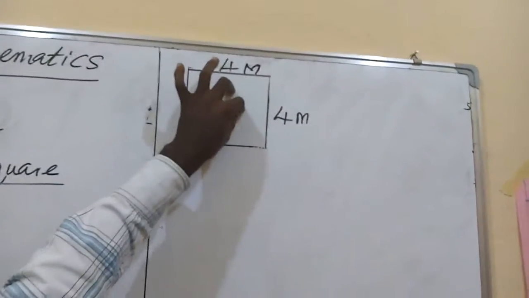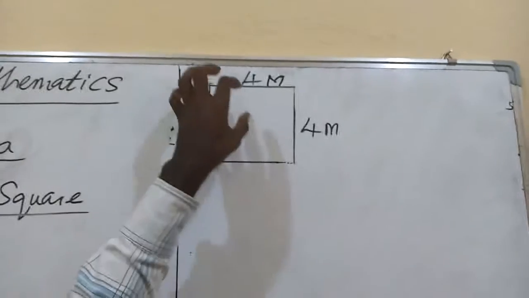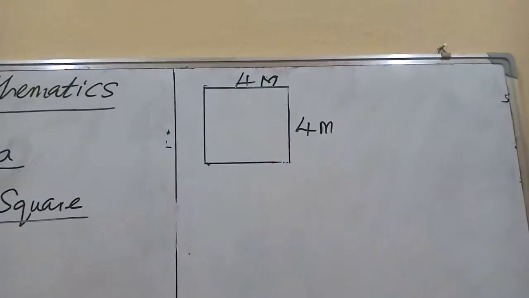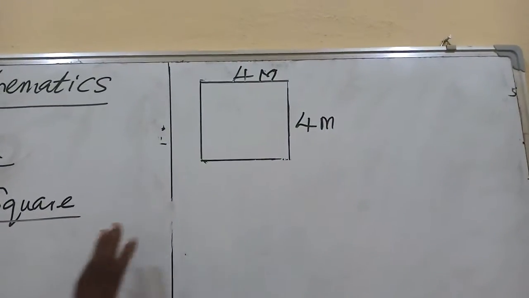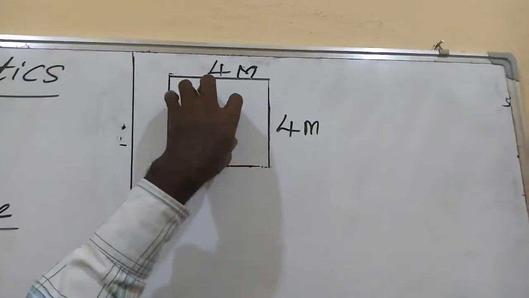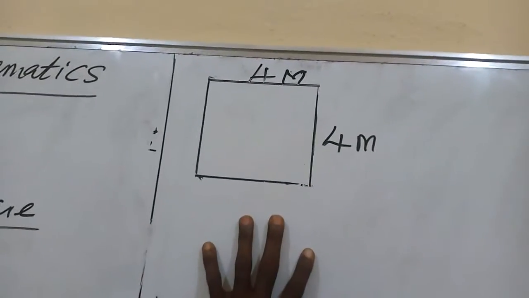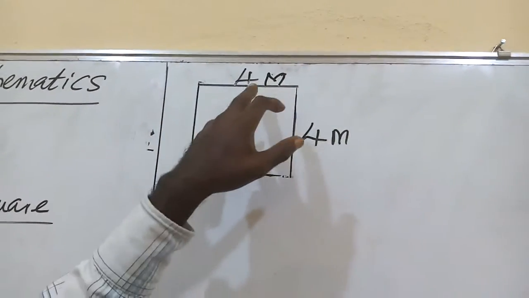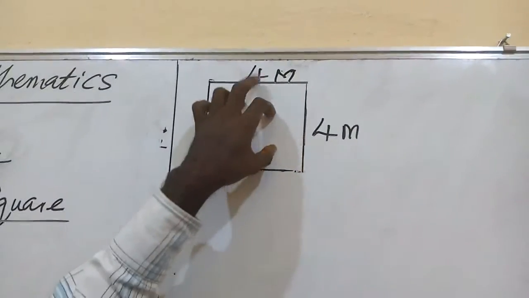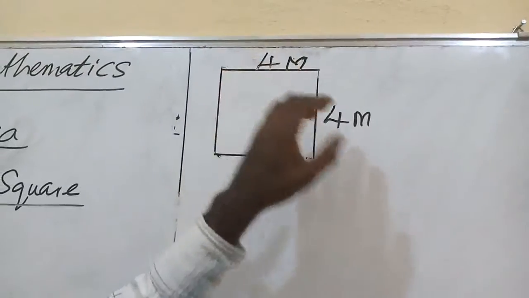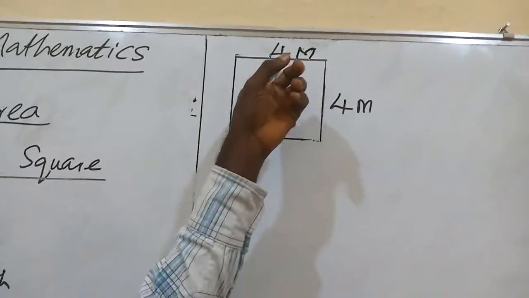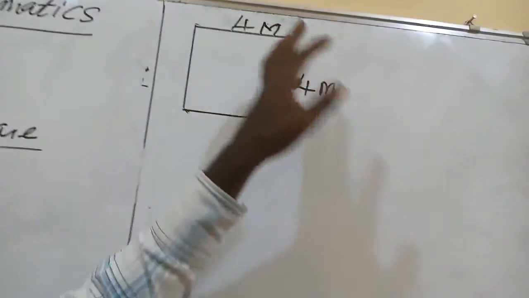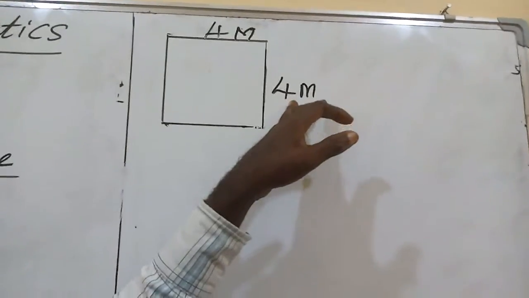Here's the shape. First of all, you ask yourself, what shape is this? Remember, we are on area of a square. This is a square. Alright? So we are going to find the area of this shape whose length has been given to be 4 meters. Since one side has been given to be 4 meters, this other side is also 4 meters.